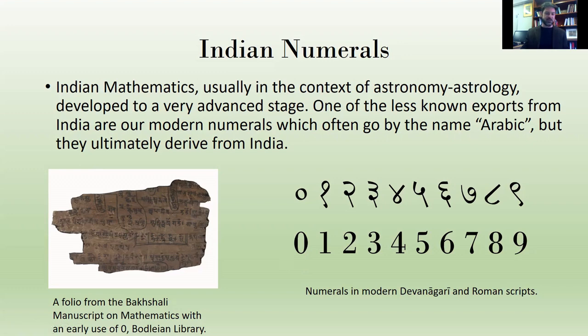And what's also very important about these is the representation of 0 as a placeholder. It's actually a very important concept that they had and that was not present in so many other systems. And we actually have one of the earliest manuscripts that has a 0 in the Bodleian Library, called the Bakhshali manuscript. And it has a very early usage of 0 there.